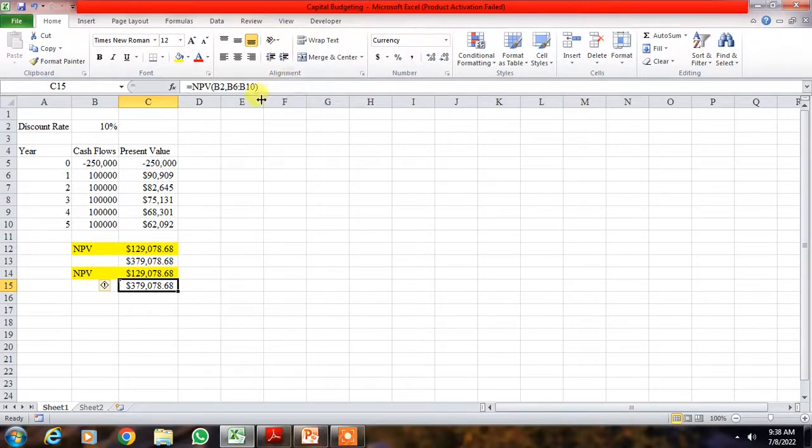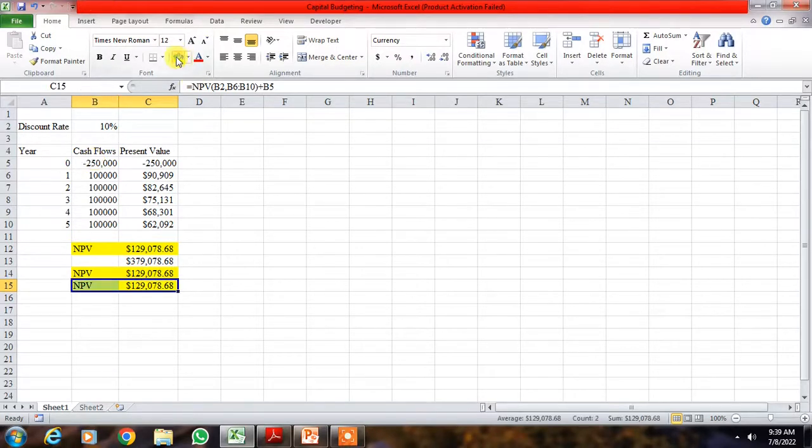The concept of NPV is that once you have calculated the present value of cash flows, you are supposed to deduct the initial investment. Initial investment is written with a minus sign. That is why I am putting a plus sign here. Plus and minus is equal to minus. Now you can see that the NPV in the three cases is the same.